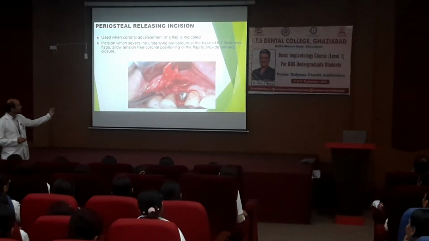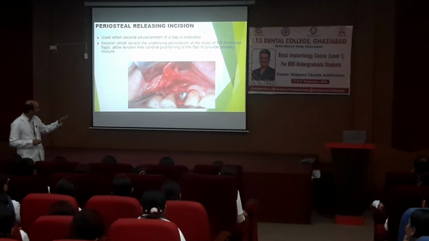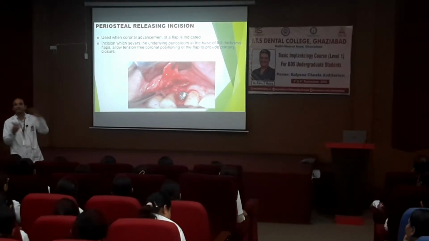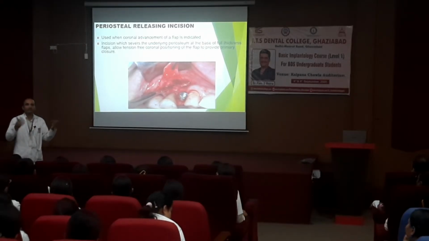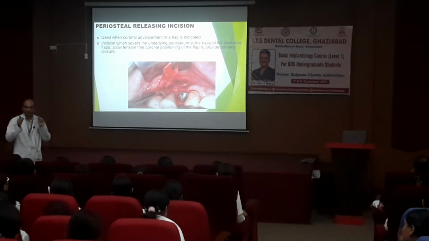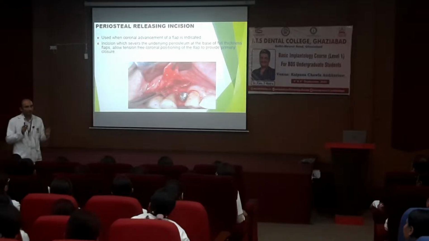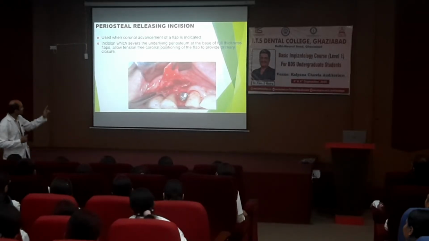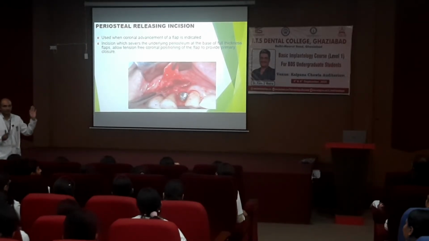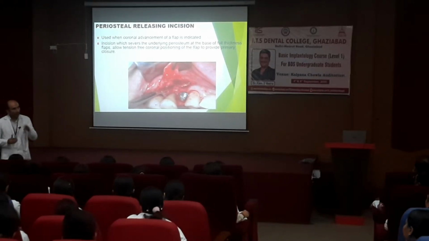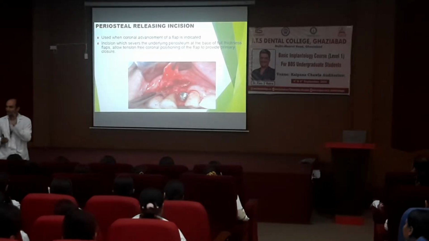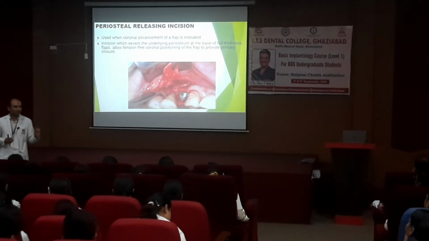Then you have something known as periosteal releasing incision. So after the reflection of the flap, if I need to advance it apically, coronally, laterally, okay, I have to give vertical releasing incisions also beyond the mucogingival junction because only mucosa is mobile. Plus sometimes I have to release the periosteum to advance this flap. So that becomes periosteal releasing incision or periosteal incision. So all these are in horizontal direction. That's why they are horizontal incisions.